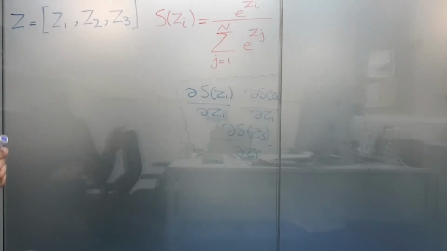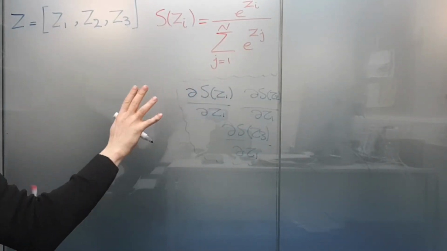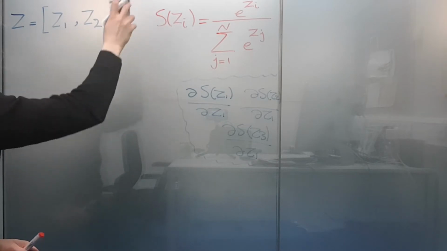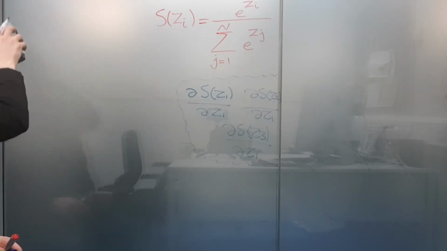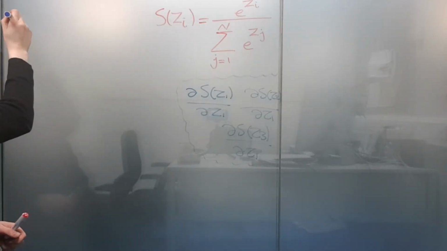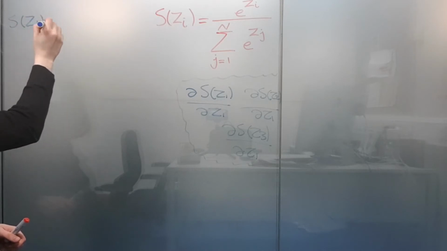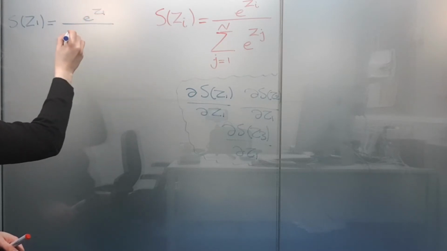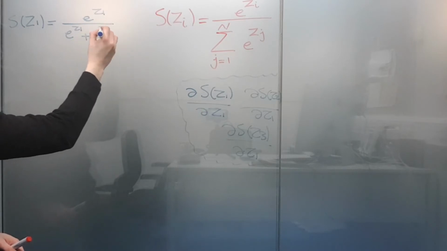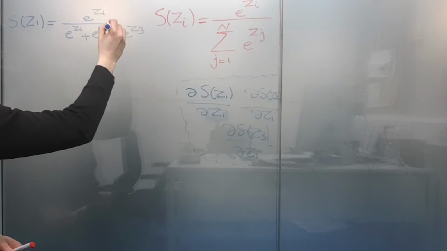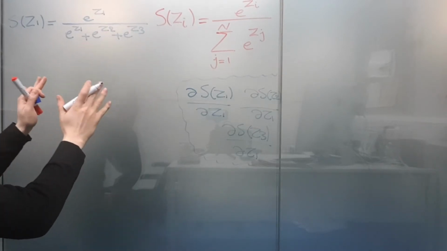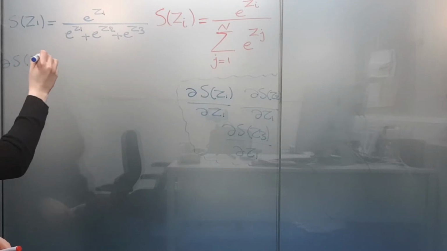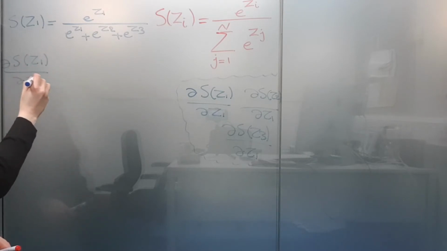Now, let's start with S of Z1. Let's first mathematically write it. We have 3 elements. Now, S of Z1 equals, based on our definition, e to the power Z1 divided by e to the power Z1 plus e to the power Z2 plus e to the power Z3. Yes? Now I want to take the partial derivative of this with respect to only Z1, meaning partial derivative of S of Z1 with respect to Z1.